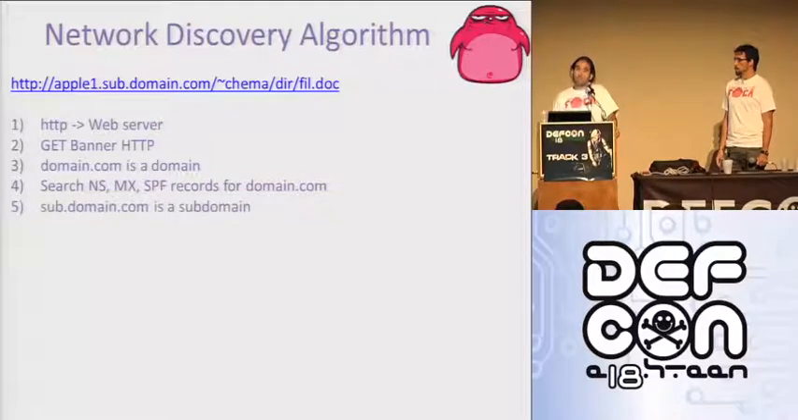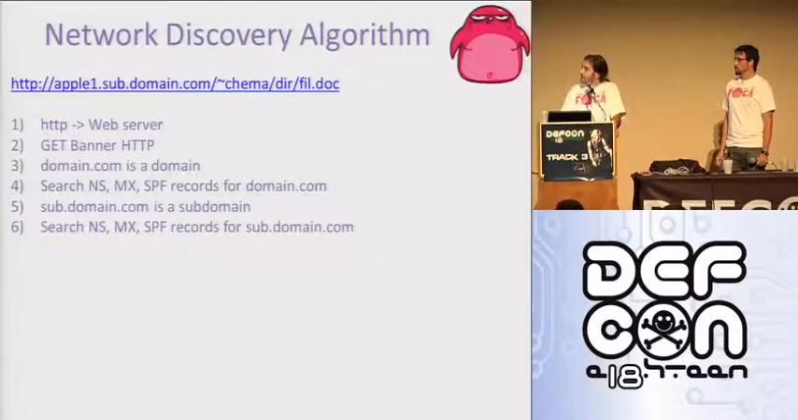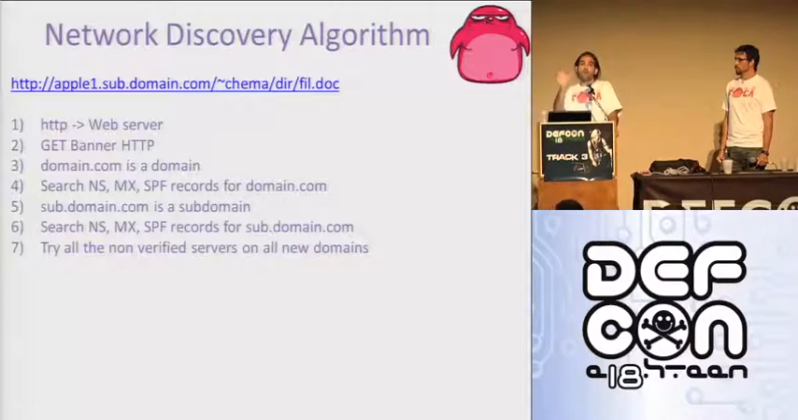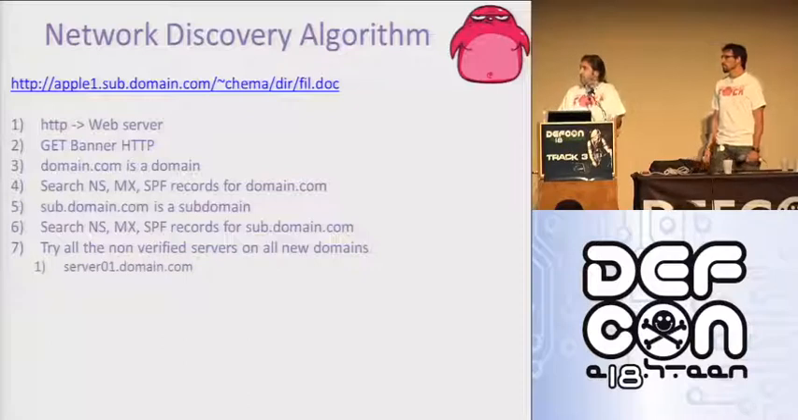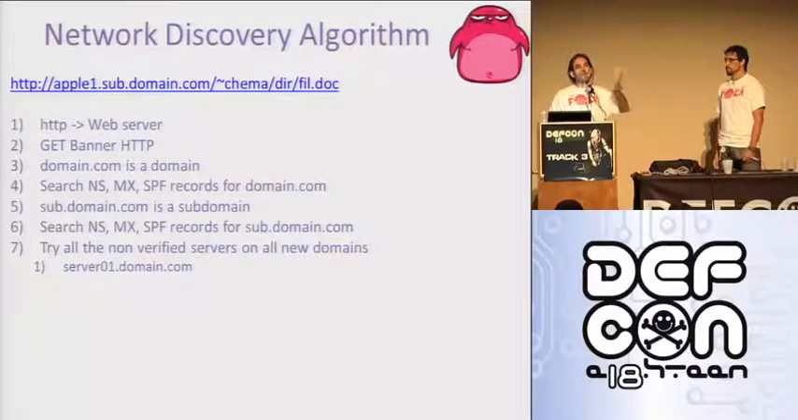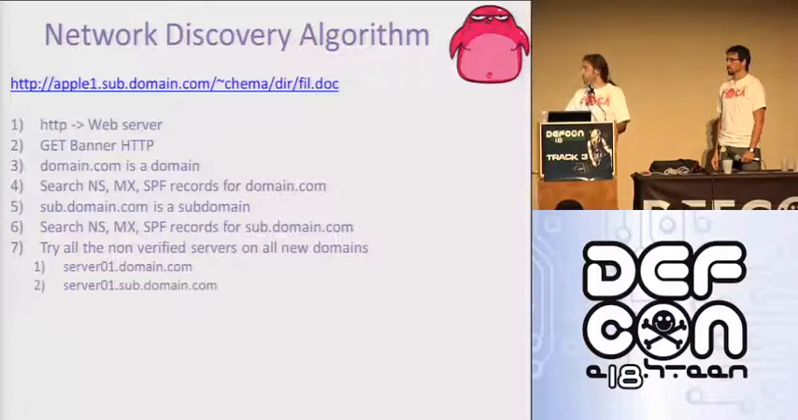Of course, we can do the same with the subdomain. We can try to discover more IP addresses of the internal servers and try to verify all the non-allocated servers that we discover with the metadata. So if we discover that there is a printer at //server01/printer1, we can try to discover if server1 is server1.domain.com or server1.subdomain.com.